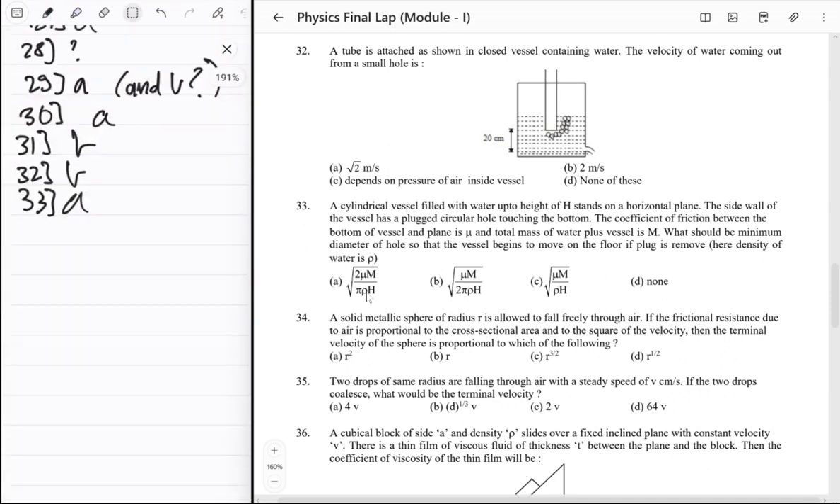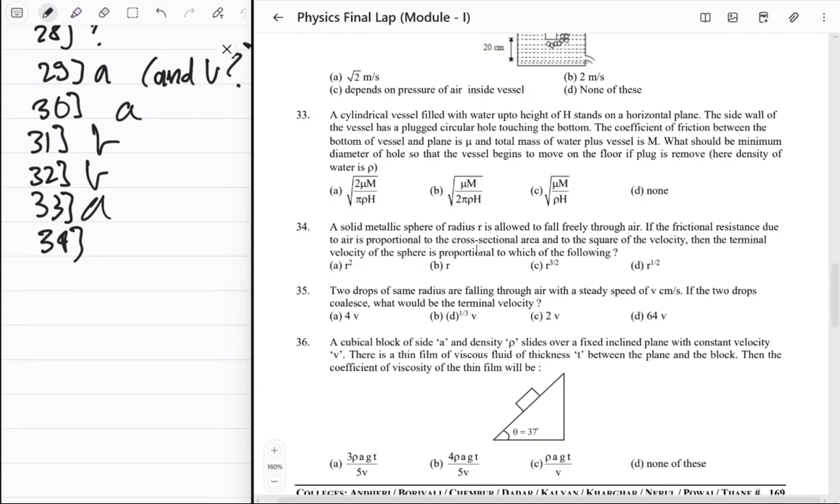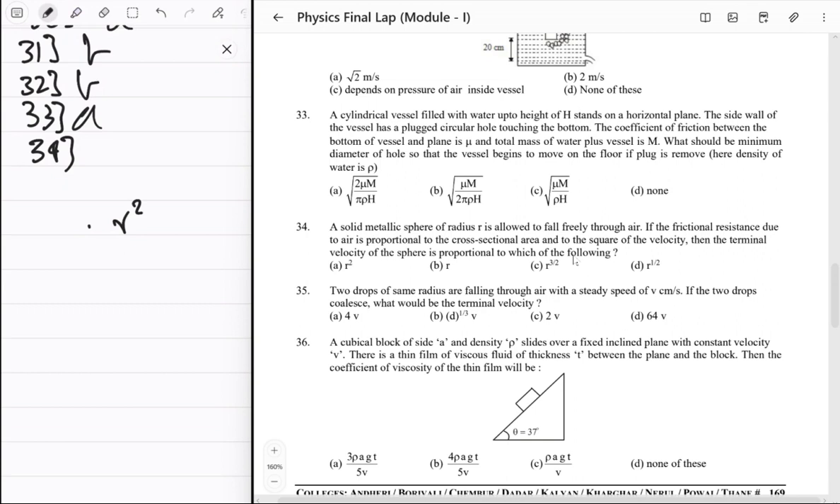Let's quickly do 34. Okay, a solid metallic sphere of radius r is allowed to fall freely through air. If the frictional resistance due to air is proportional to the cross-section area and to the square of the velocity, the terminal velocity of the sphere is proportional to which of the following? So what will happen? All you have is that it's proportional to the square of the velocity and also the cross-section area, which is proportional to r squared, right? So some constant times this.